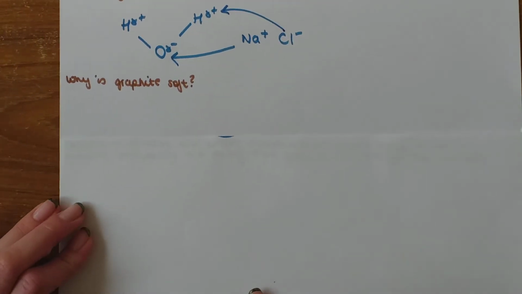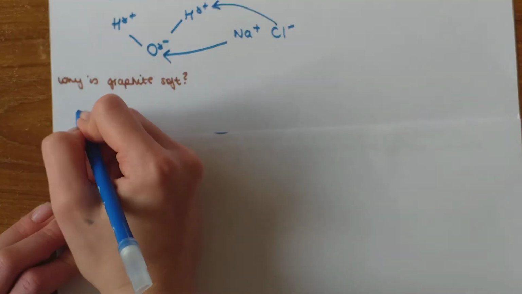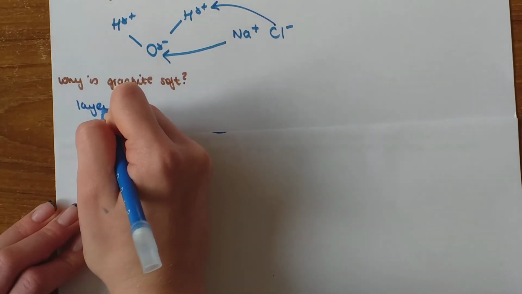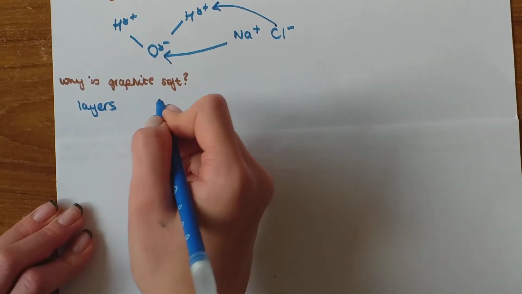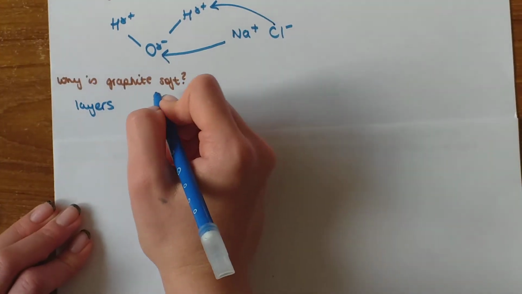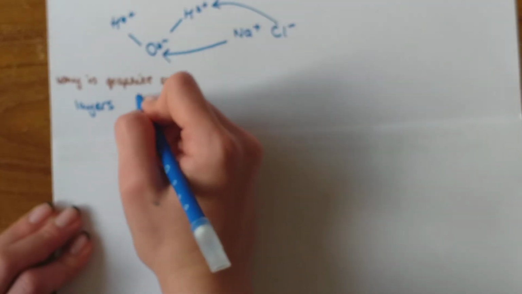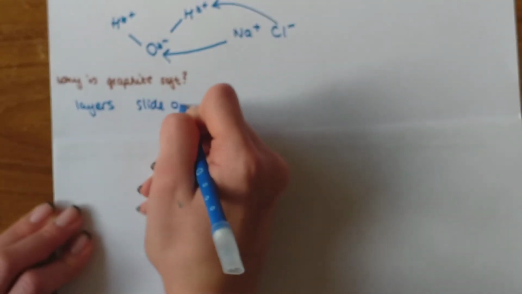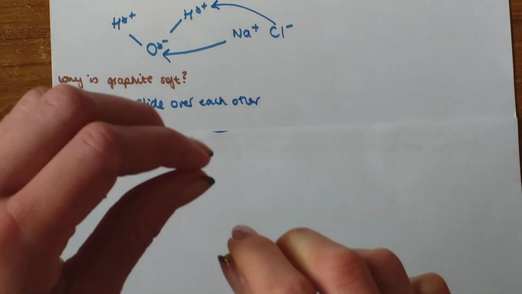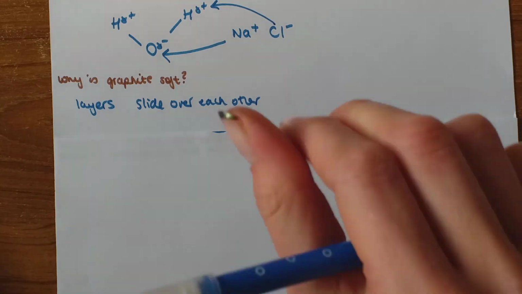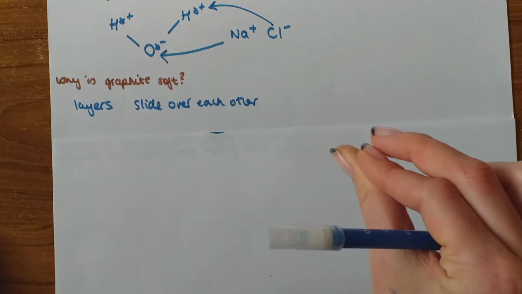Why is graphite soft? Graphite is soft because, as I told you before, graphite consists of layers. And between these layers, we only have weak van der Waals forces and the delocalized electrons. So the layers in graphite slide over each other. When they slide over each other, this means that graphite is soft, because when we touch it, the layers slide so it can move.